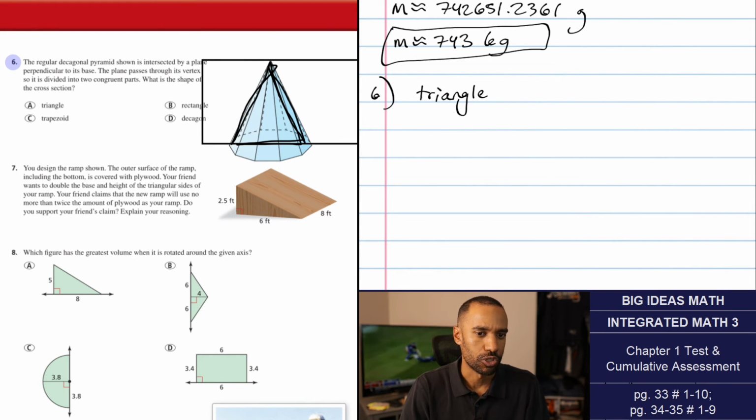Let me see the other options. It said perpendicular to its base. If it said parallel to its base, listen, the answer would be a decagon. But it didn't say that, so it's not it. I don't know where rectangle or trapezoid would even fit for this configuration there. All right, number 7. That was a quick one.